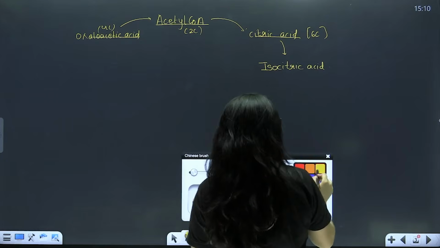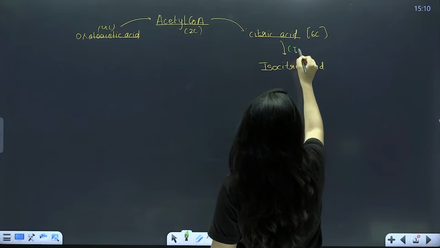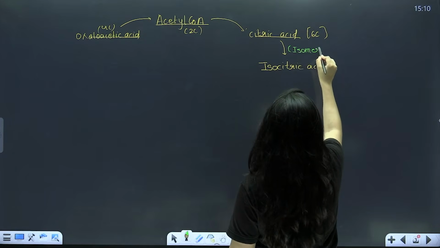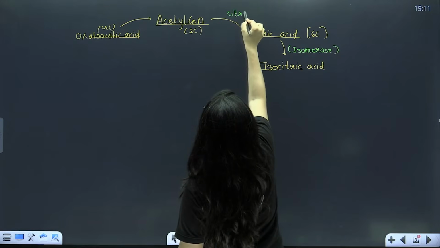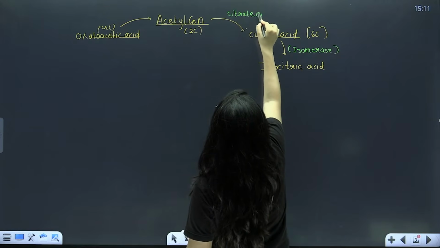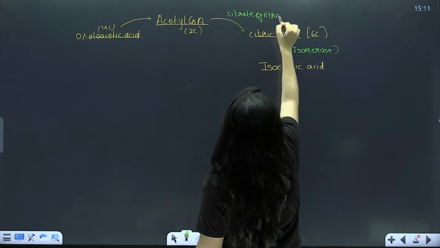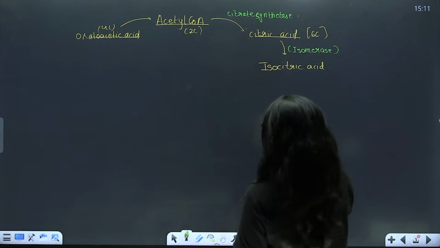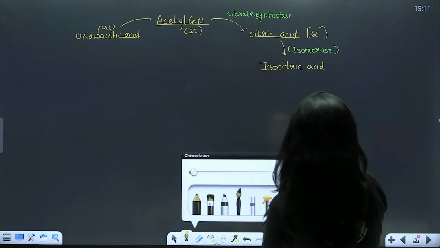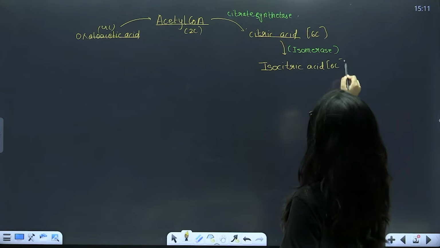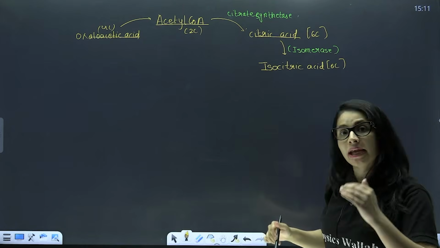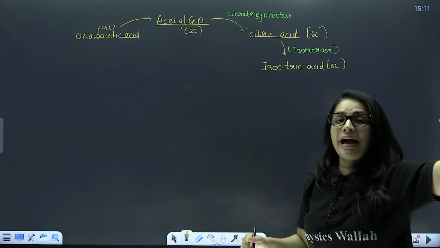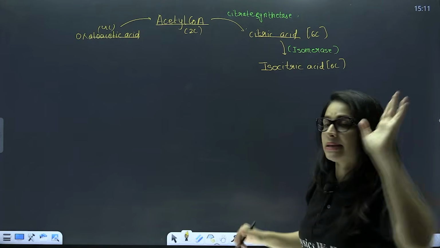Okay, so this is isomerization that takes place in the presence of the enzyme isomerase. Over here, the enzyme is citrate synthetase, because we are synthesizing citric acid. Now, this 6-carbon compound isocitric acid undergoes oxidative decarboxylation, like you have already studied in case of pyruvic acid.